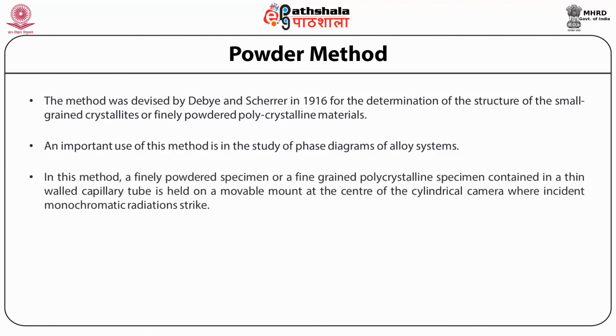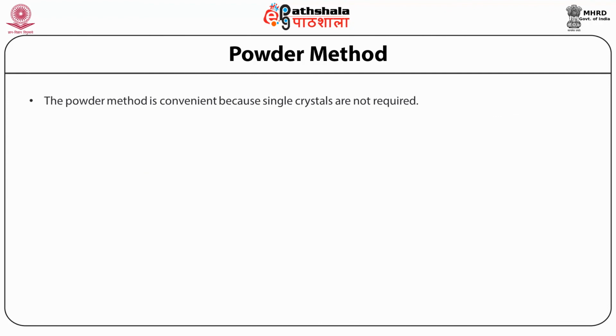In this method, a finely powdered specimen or a fine-grained polycrystalline specimen contained in a thin-walled capillary tube is held on a movable mount at the center of the cylindrical camera where incident monochromatic radiation strikes. The distribution of crystallite orientation will be nearly continuous. The powder method is convenient because single crystals are not required.